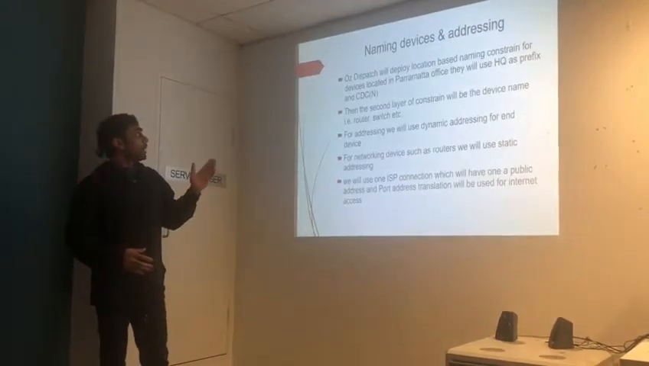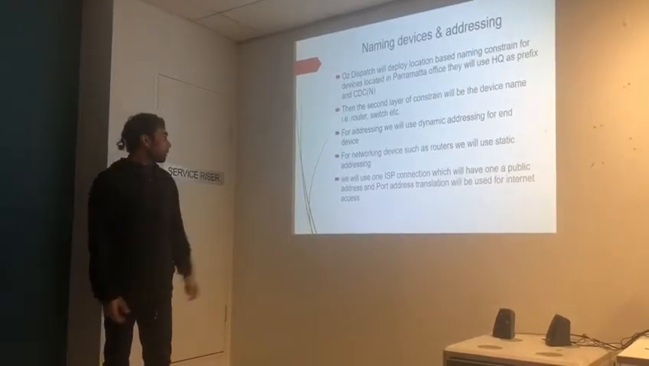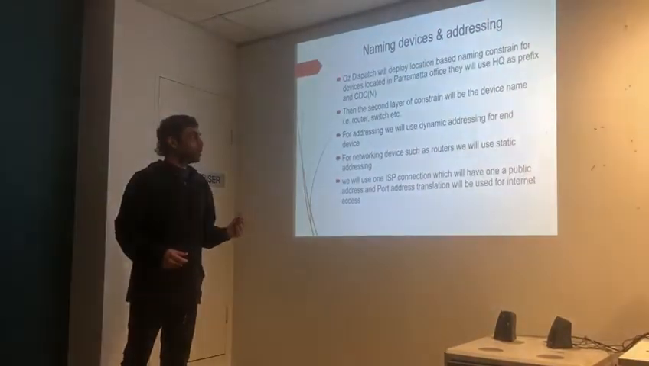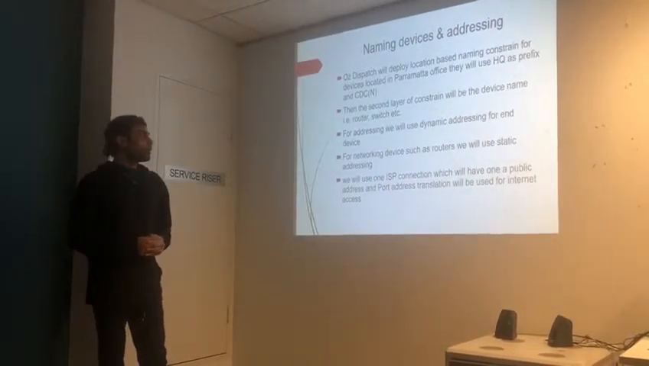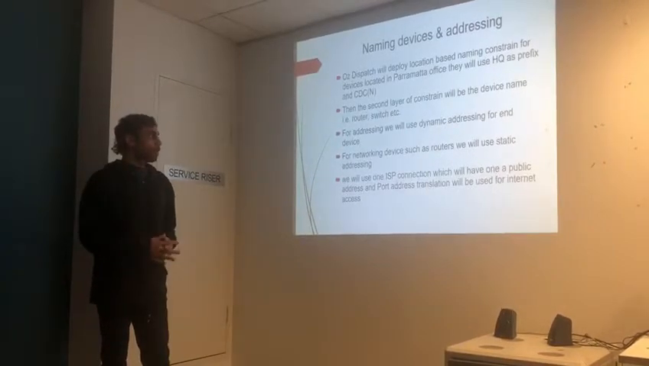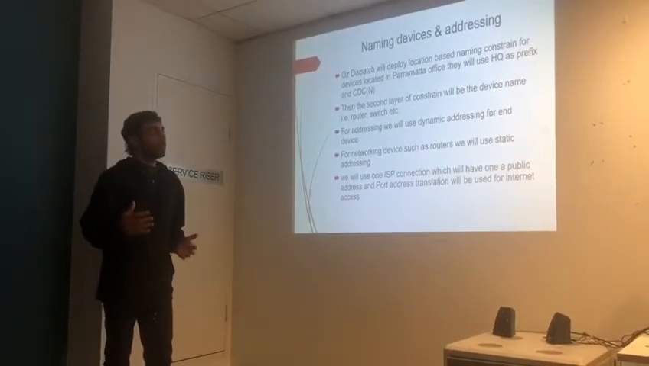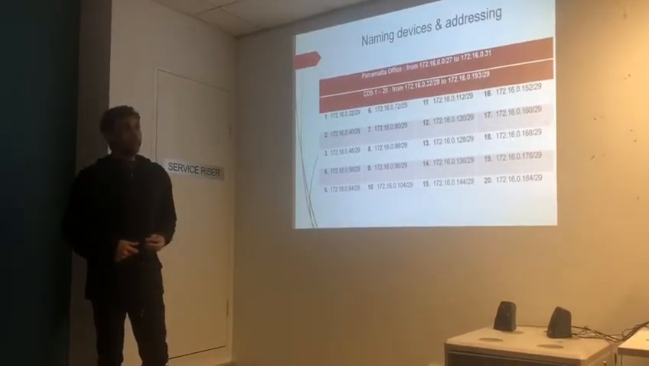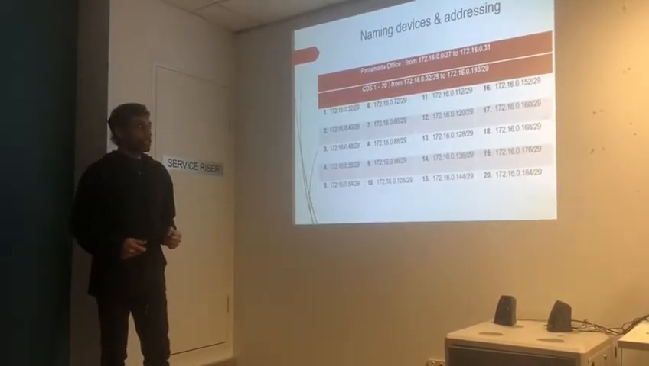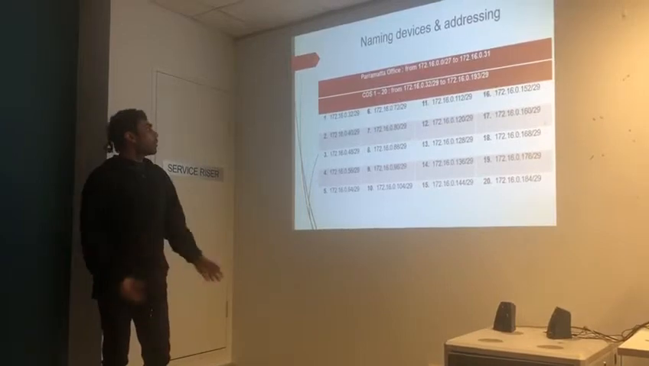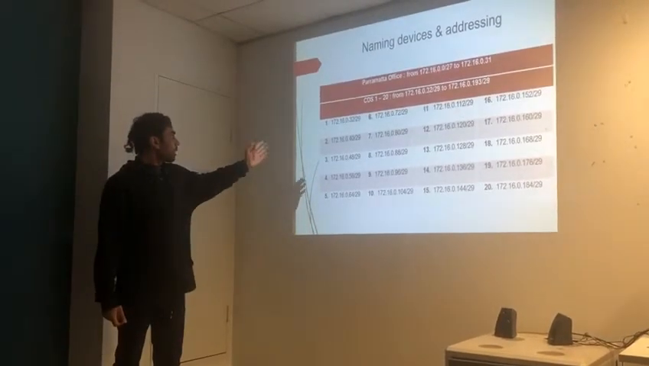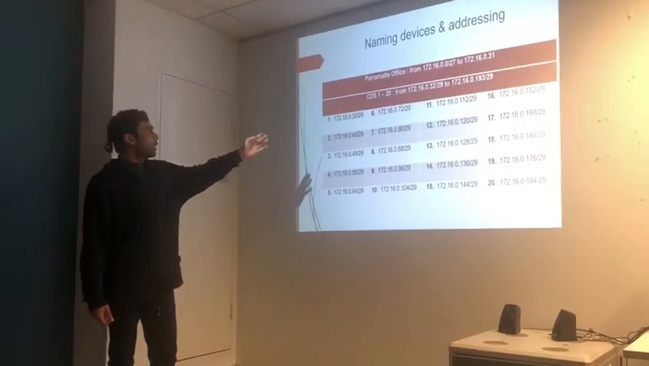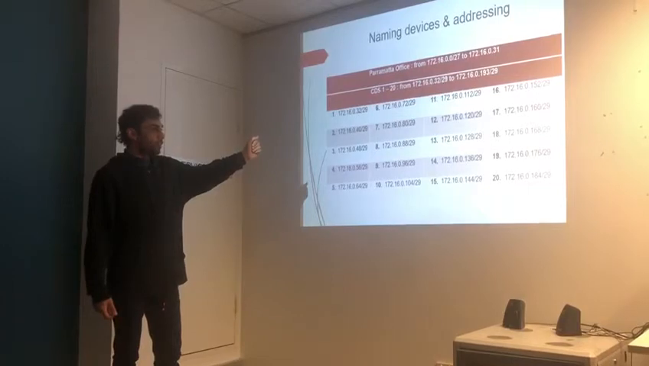Others include addressing. For ISP connection, we are going to apply 2 ISP connections, and internally we are going to deploy public addressing, which is going to save us a lot of cost for going for a number of public addresses. We are going to deploy PAT, port address translation, and internally we are going to use private addressing starting from 172.16.0.32 with 29 bits for network address and 3 bits for host address.